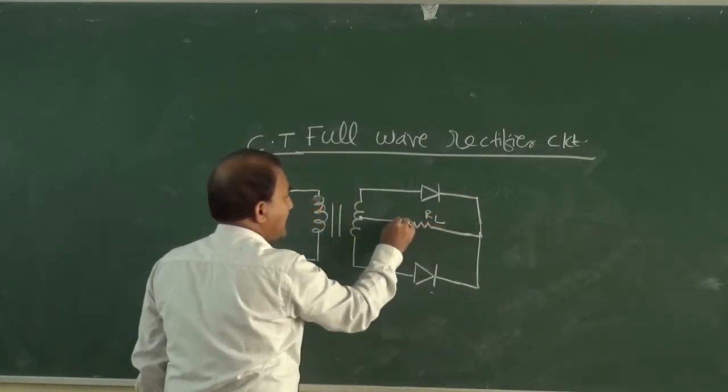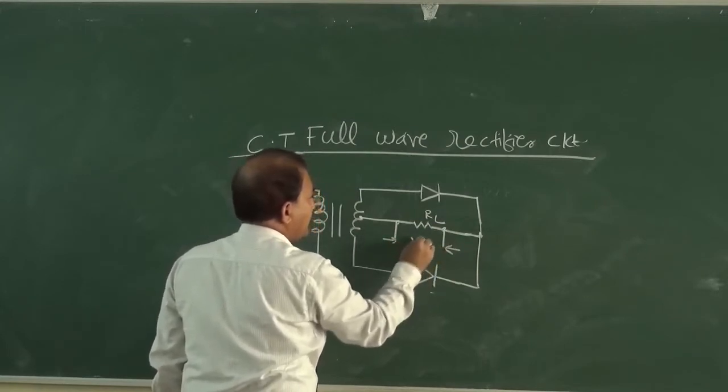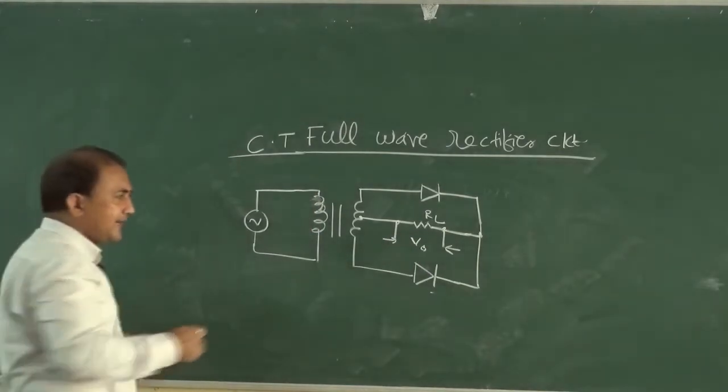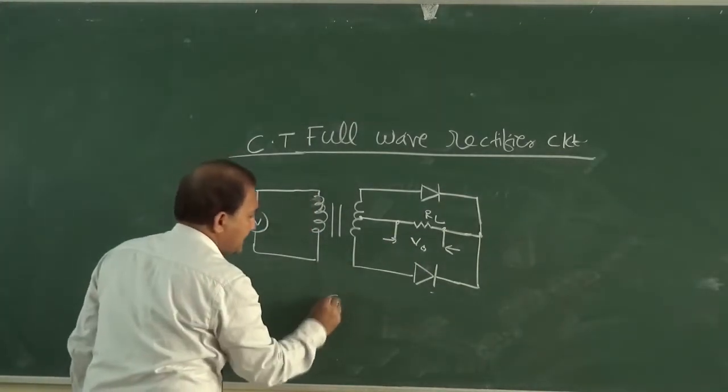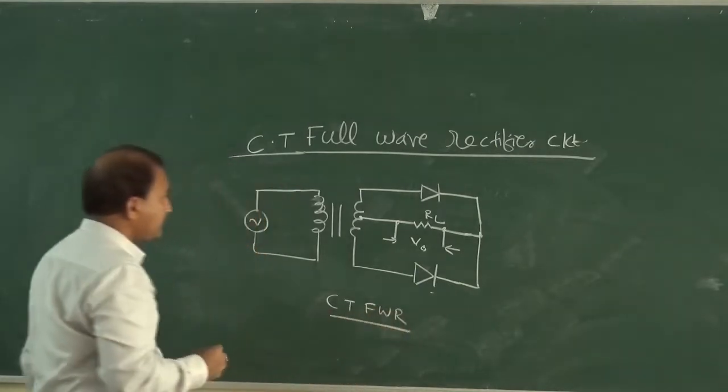Say this is RL and this is output V out. This is the circuit diagram of a center tap full wave rectifier circuit.